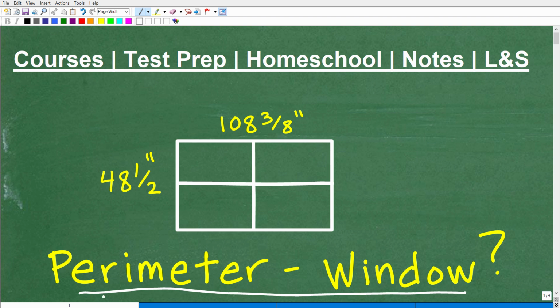Now, if you don't know what the perimeter is, I'm going to, of course, answer that in a second. But if you know what the perimeter is, go ahead and put your answer in the comment section. I would prefer that you work without a calculator, okay? But if you want to use your calculator, go ahead and put your decimal equivalent answer into the comment section as well. But I'm going to show you the correct answer in just one moment. And of course, I'm going to go through this step by step.